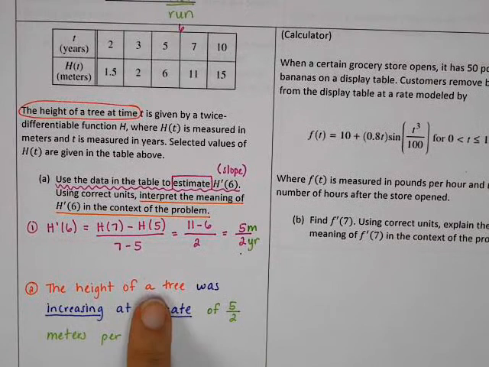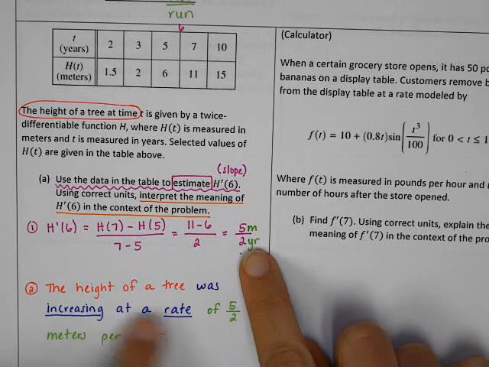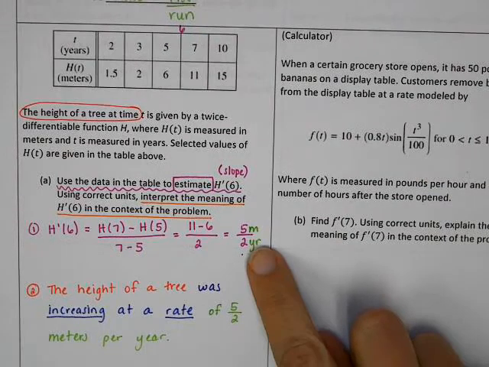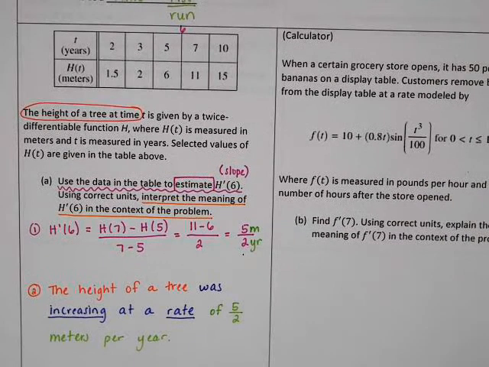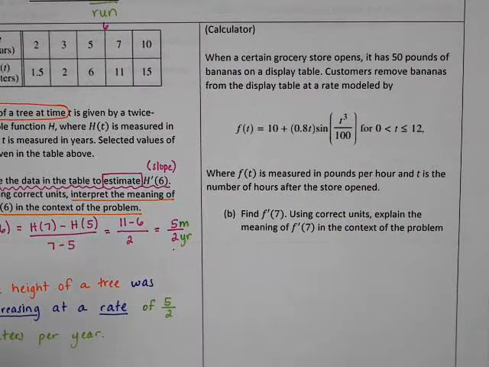So what were we measuring or calculating? The height of a tree. What did we find? Since the slope was positive, it was increasing at this rate. If our slope had been negative, we would have said that the height of the tree was decreasing at this rate. Of 5 over 2, here's our specific value, meters per year. Here are our units. Now we're going to do a similar problem where we are going to use our calculator and kind of review that our calculator can be used to find derivatives as part of this process.